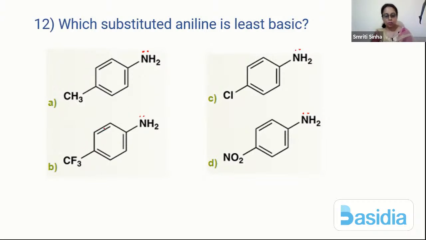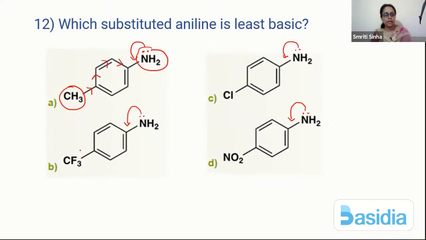Now, here if you choose according to the resonance effect, all are less basic because in all the structures the lone pair is busy in resonance. But now you can see all the groups are present at para position, so you have to consider the group to understand the basicity. If we talk about CH3, CH3 shows the plus I effect and therefore it will try to increase the electron density at NH2 and therefore it will increase the basicity. Because electron density increases means that basicity will increase.